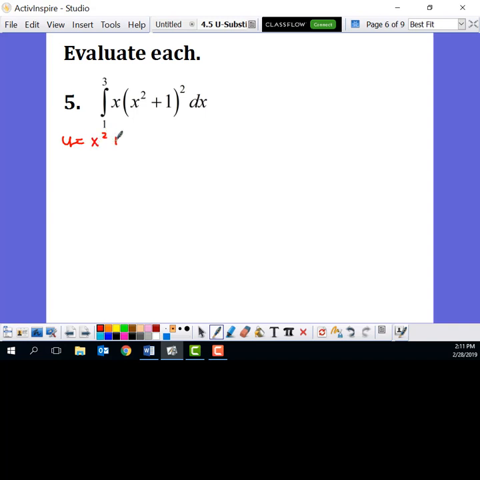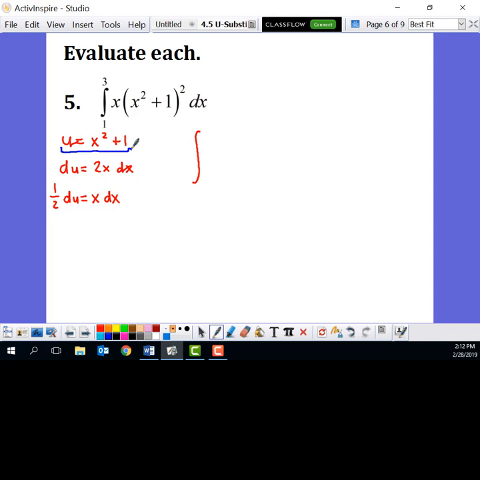U-sub is the same thing as we've done. So we're going to let u be x squared plus 1. So du would be 2x dx. Divide both sides by 2, so we get 1/2 du equals x dx. Now, before you rewrite this integral, we're actually going to change the upper and the lower bounds. We're not going to use 3 and 1 anymore. But we're going to take those bounds, to change them, and drop them into whatever we picked for u.